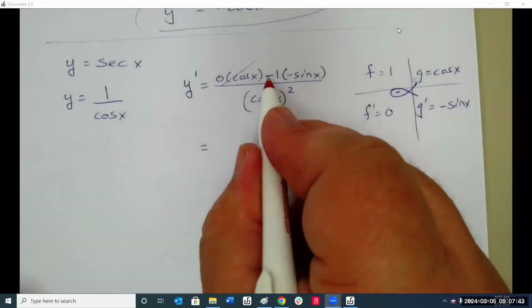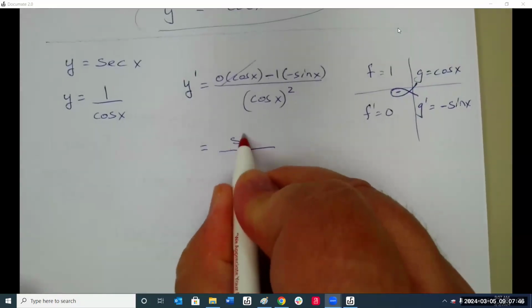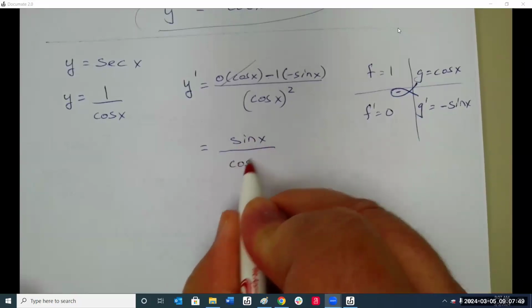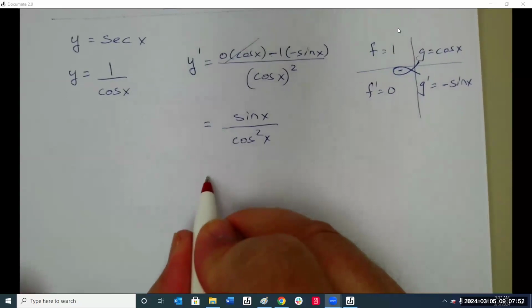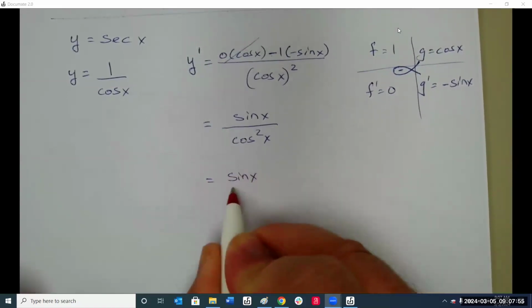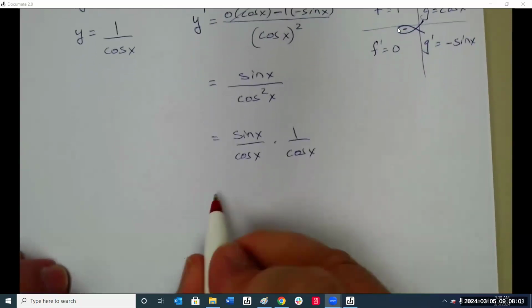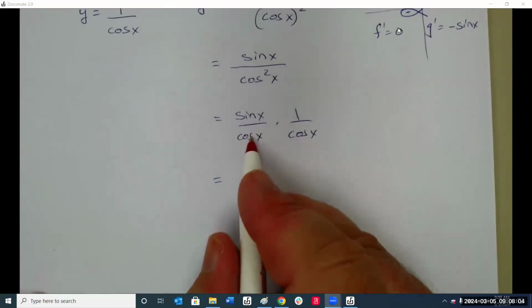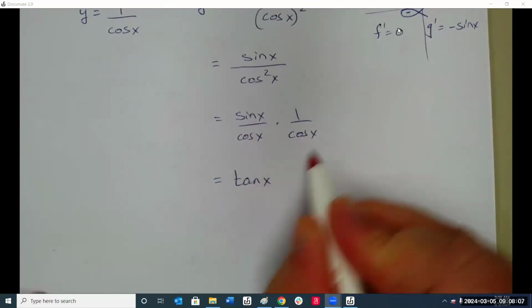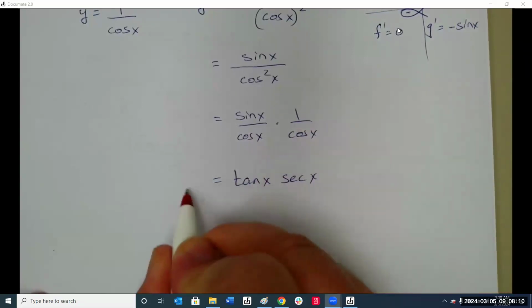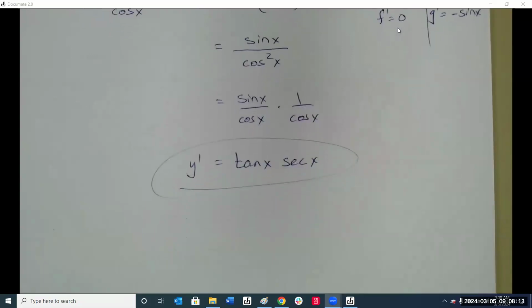So that's 0, and the negative makes it a positive. So it's positive sine x over cosine squared x, which is sine x over cosine x times 1 over cosine x. Sine over cosine is what? Tangent x, times 1 over cosine. And there's your derivative. Once we've proven these, if you have your cheat sheet, you can just jump straight to it. But you have to know how to do it just in case you don't have a cheat sheet.